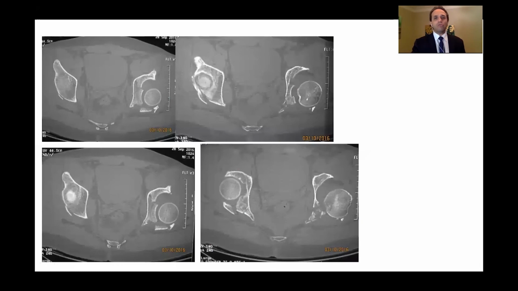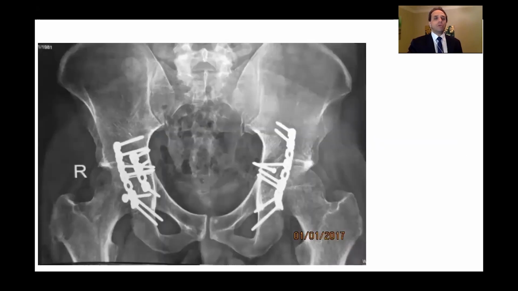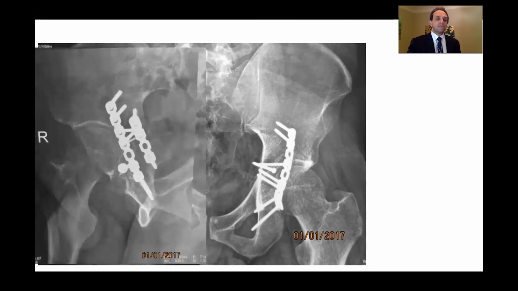What are we going to do? This is mainly posterior, so I'm going to use the Kocher-Langenbeck approach. And through the Kocher-Langenbeck approach, this small plate is for the column and the longer plate is for the wall. And here I used one plate for the column and wall. It depends on the configuration of the fracture inside. This is the iliac view. You can see the posterior column. This is a small plate for the posterior column.